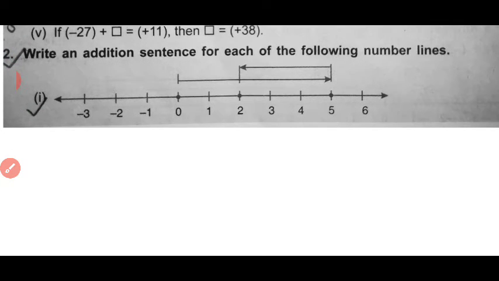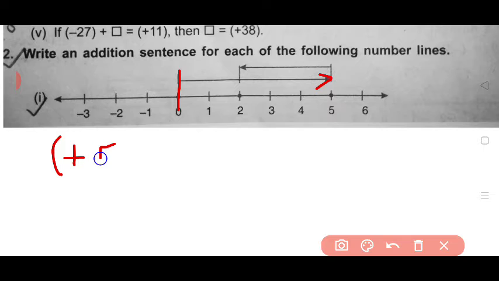Next question is: write an addition sentence for each of the following number lines. The first number line is given and we have to write the addition equation. So for this, the movement shown is 5 units to the right. First movement, so here 5 units towards the right from 0. So we write first +5 and then 3 units to the left, that is -3. If we see here, 3 units towards the left, count 1, 2 and 3. So what do we write here?